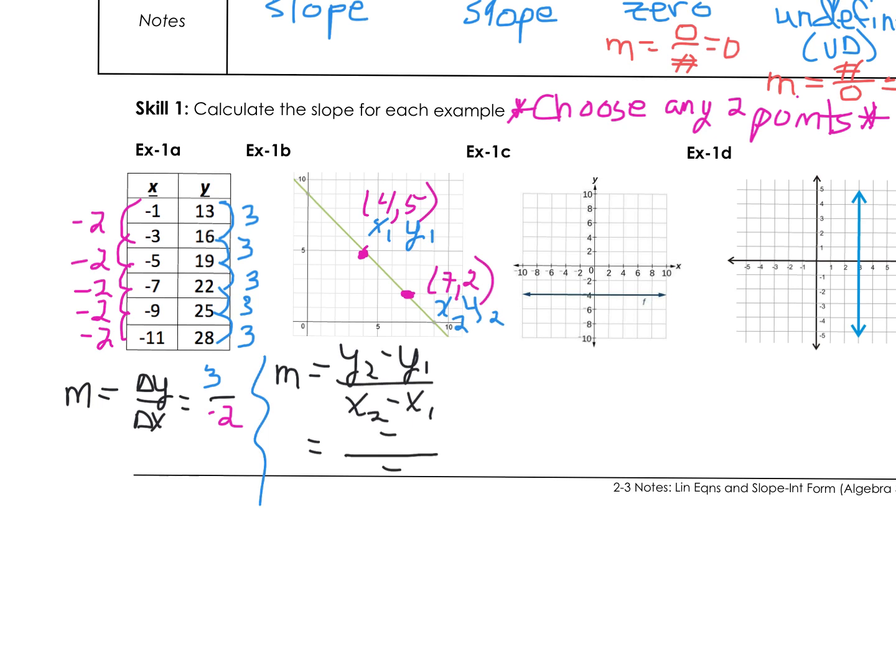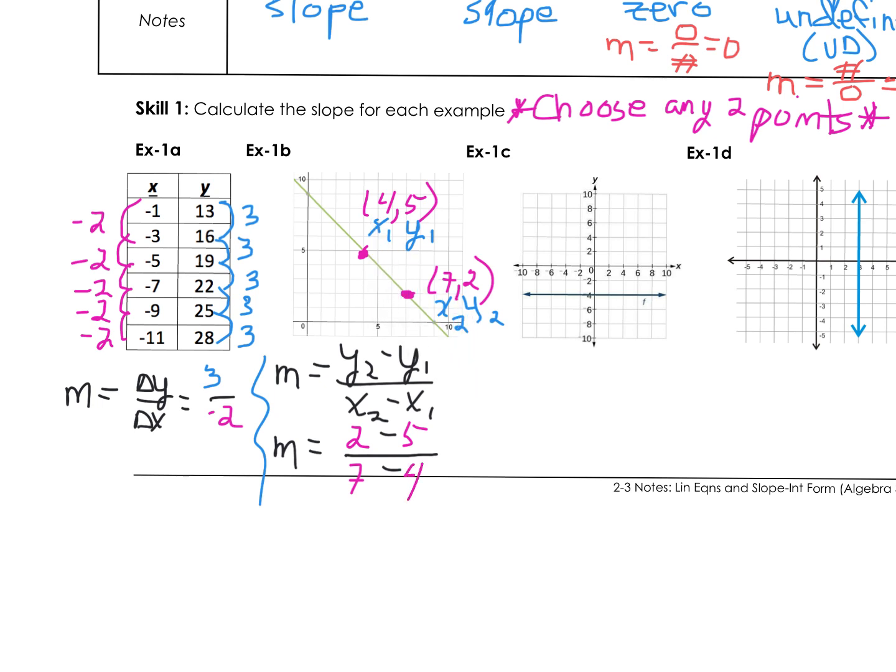I'm going to remove all the x's and y's, and I'm going to only put in, oh, and I guess I need my m because that's what I'm trying to find. And then I'm going to substitute in for all of my x's and y's. So my y sub 2 is 2. So I'm putting in a 2 here. And then my y sub 1 is 5. So I put a 5 here. And then my x sub 2 is 7. And my x sub 1 is 4.